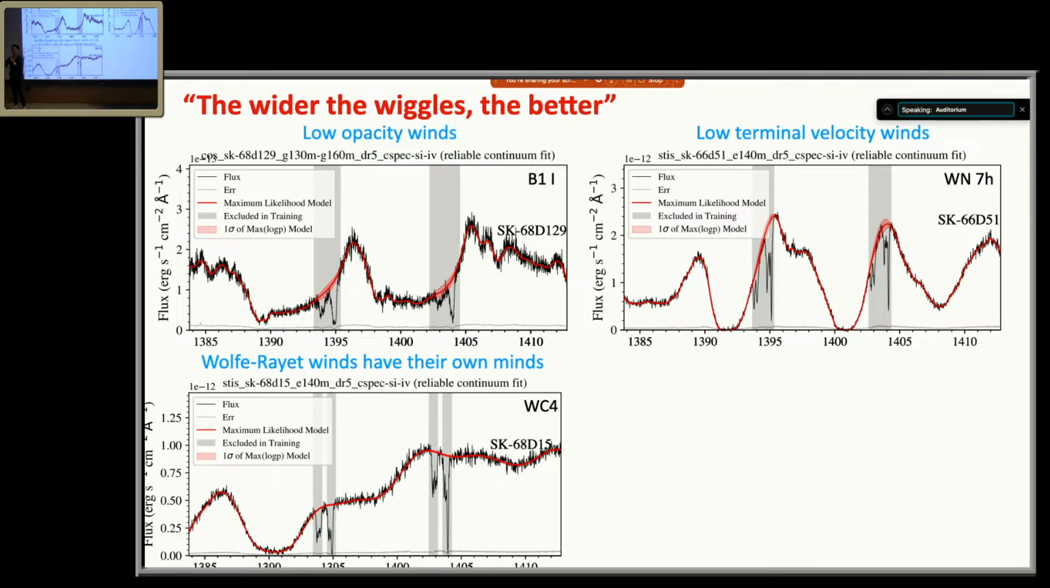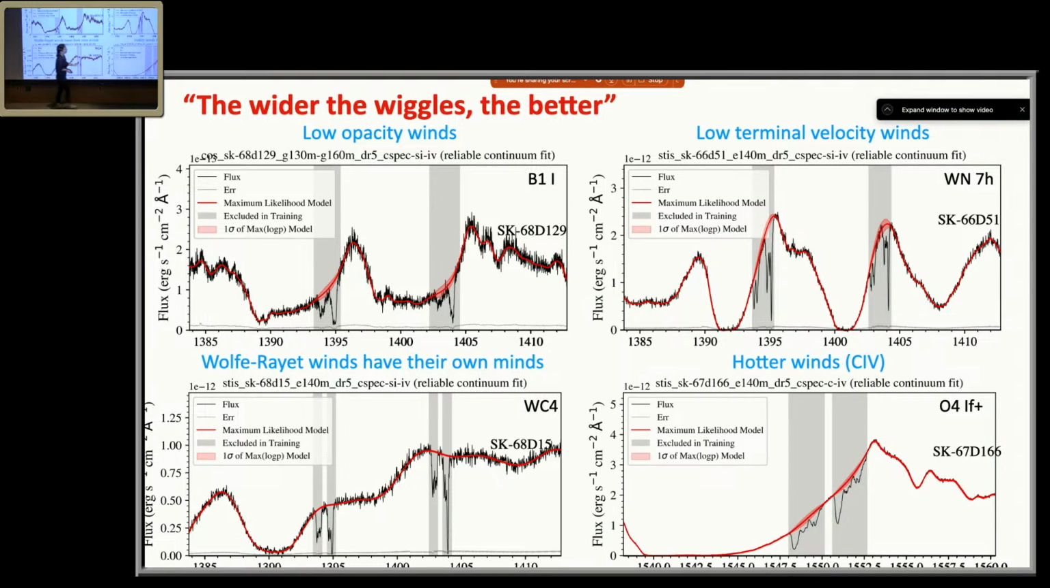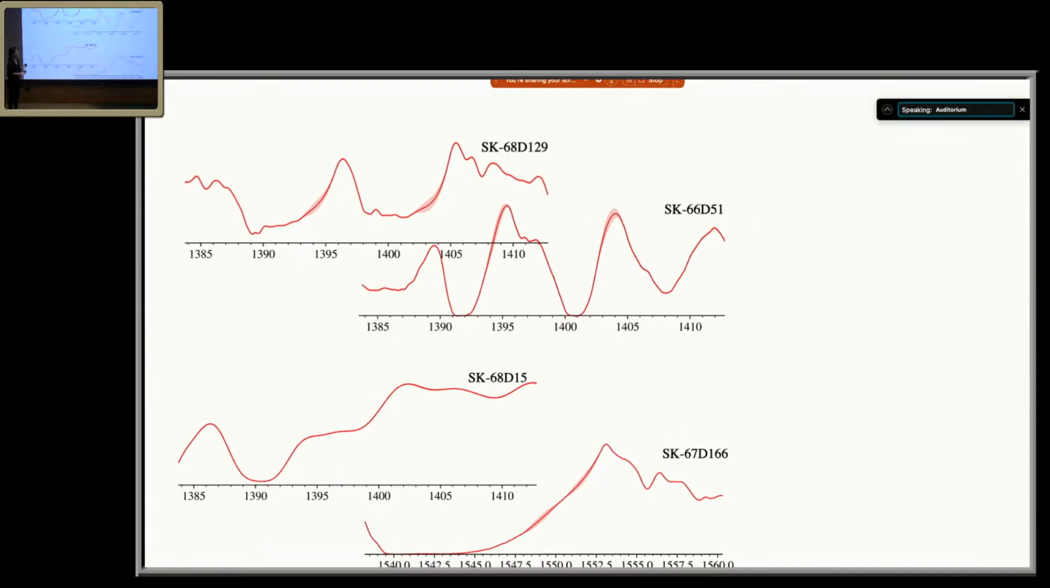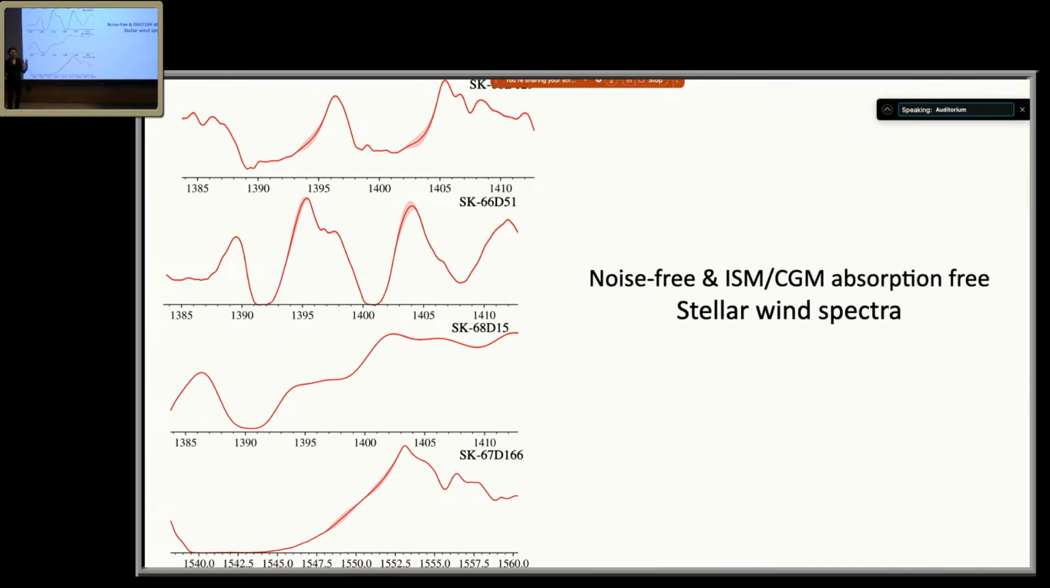Some of the Wolf-Rayet stars are just very difficult, and they have their own personalities. But it's OK. I don't know where the wing feature is, but the ISM feature is very narrow. We can also look at hotter wings, such as carbon-4, in which case you also see a very pretty p-Cygni profile, right? The reason I show this is because my main purpose is to study the ISM and CGM, but I have all these very interesting byproducts of noise-free, ISM- and CGM-free static wing features that might be useful to some of you. So that's why I want to present here.